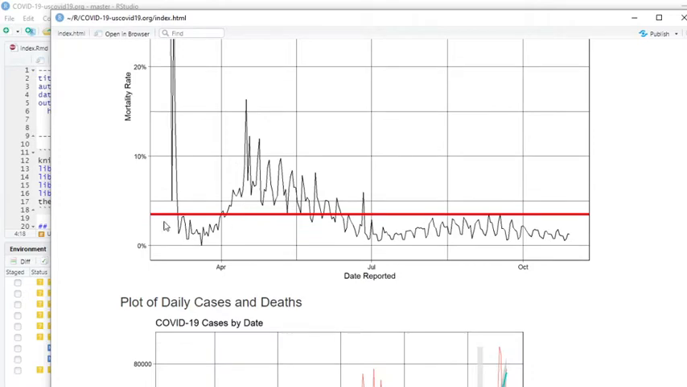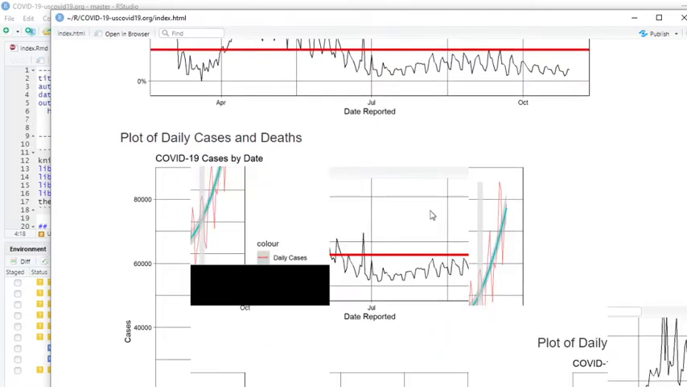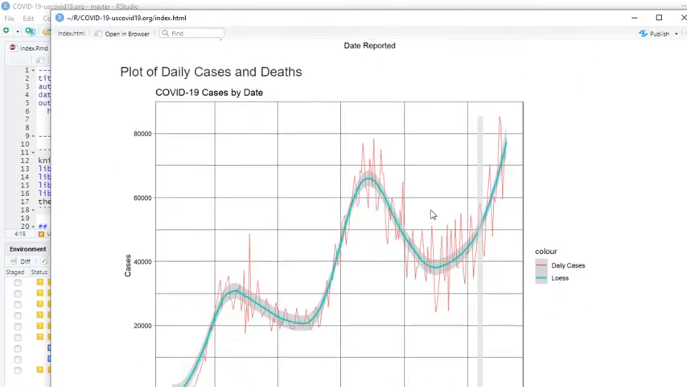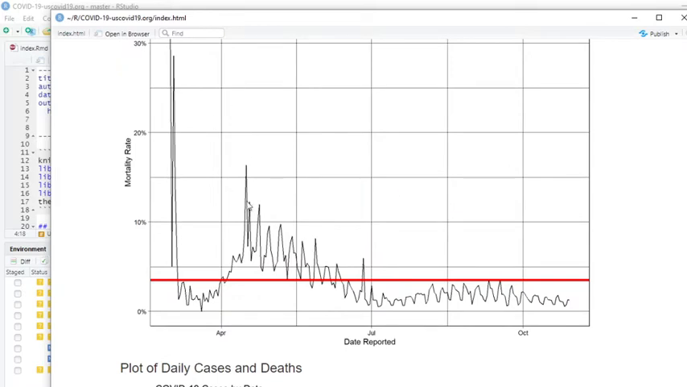Now, what I want you to notice here first is this red line. This is the average. This is at 3.3% mortality rate. Look at all the days, and the mortality rate, including today, is below this line. That means fewer people are dying than back in here.